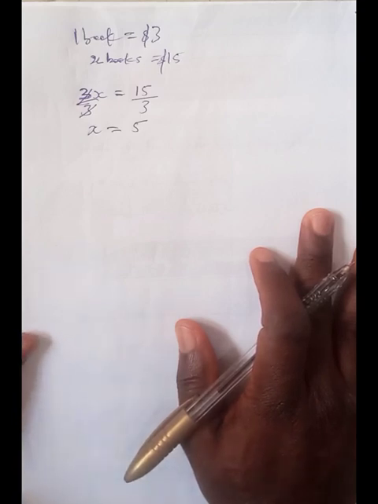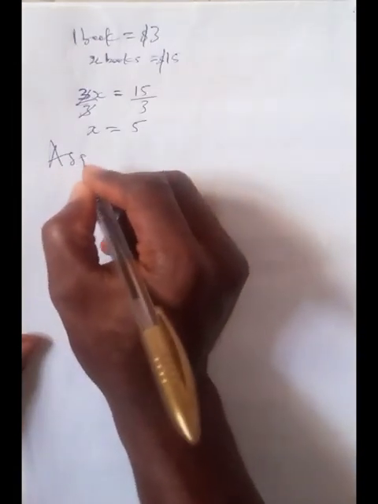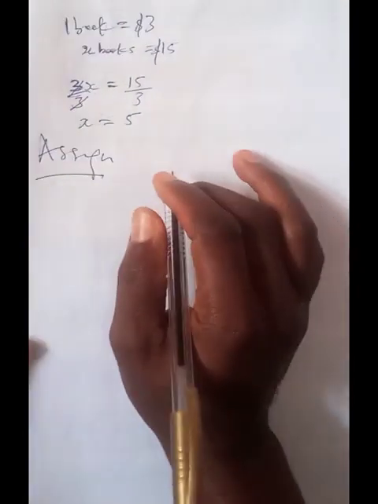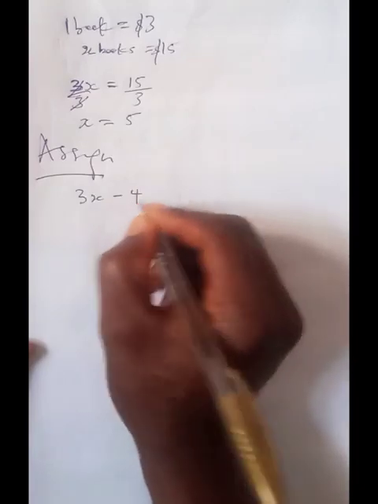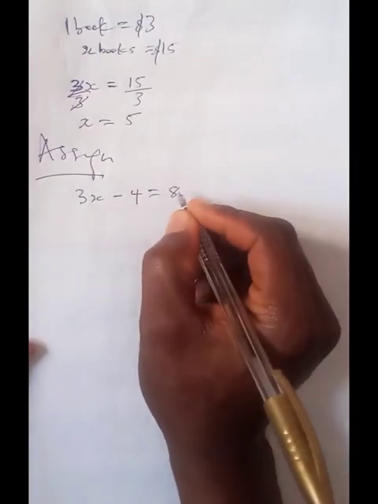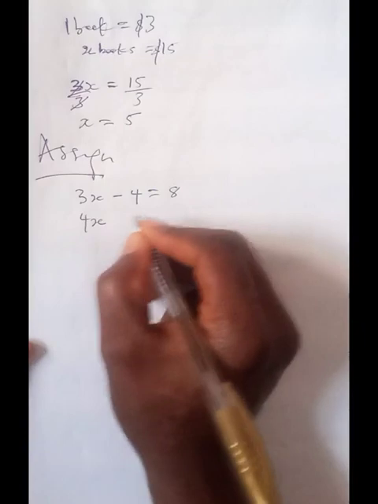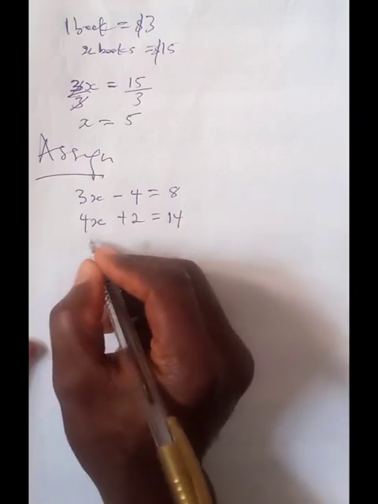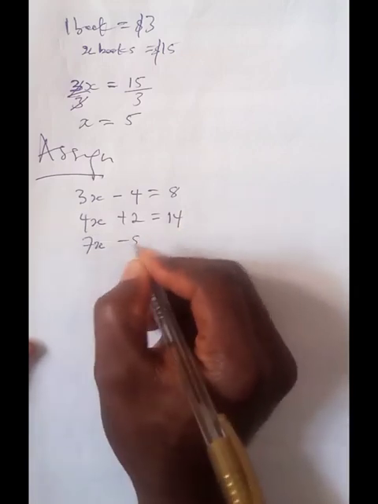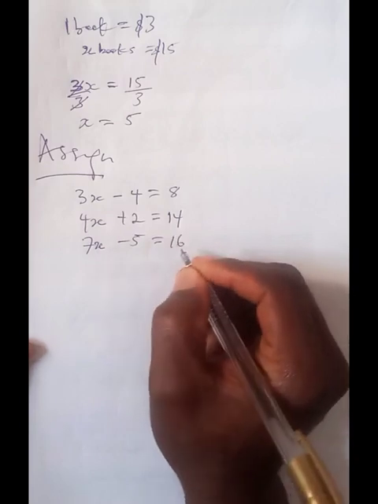I'm going to give you an example assignment, and after that I take a recap, then we call it a day. Assignment: 3x minus 4 is equal to 8. 4x plus 2 is equal to 14. 7x minus 5 is equal to 16.